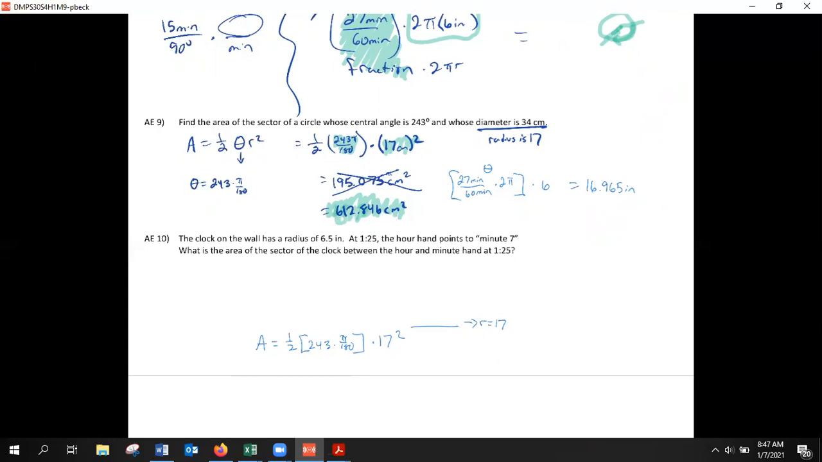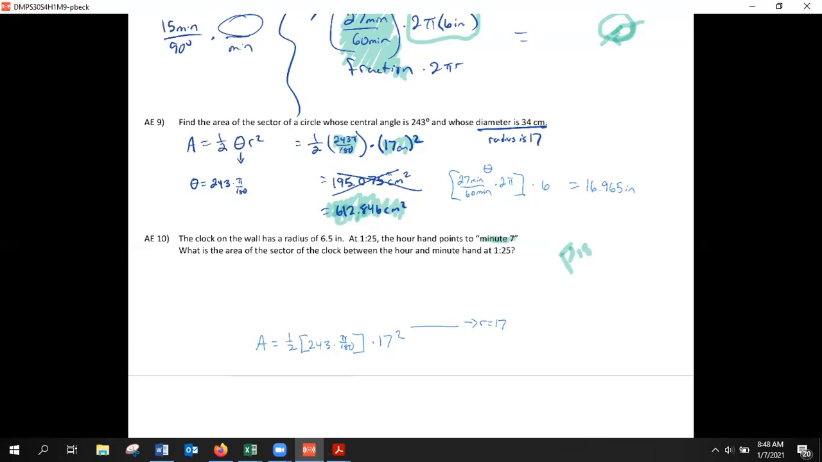Then we have the clock on the wall that has a radius of 6.5 inches. The minute hand is 6 inches, but the actual radius of the clock is 6.5 inches. At 1:25, the hour hand points to minute 7. What's the area of the sector of the clock between the hour and the minute hand at 1:25? The hour hand points to minute 7, and the minute hand points to minute 25. So how many minutes are in between? That'd be 18 minutes on the clock. So what's the area of that sector?